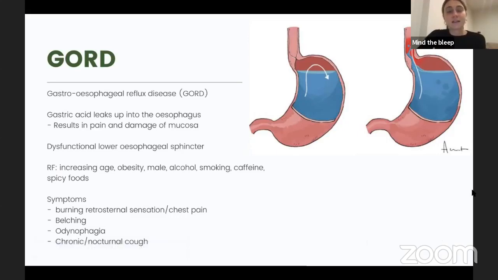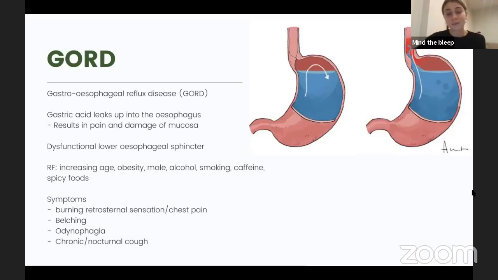So in gastroesophageal reflux disease, the acid leaks into the esophagus, and that causes symptoms and damage of the lining of the esophagus. This is due to a dysfunction of the lower esophageal sphincter. The risk factors are increasing age. John is 68, so he's at higher risk of developing GORD compared to his younger counterparts. Other risk factors are obesity, male gender, high alcohol intake, smoking, caffeine, and spicy foods.